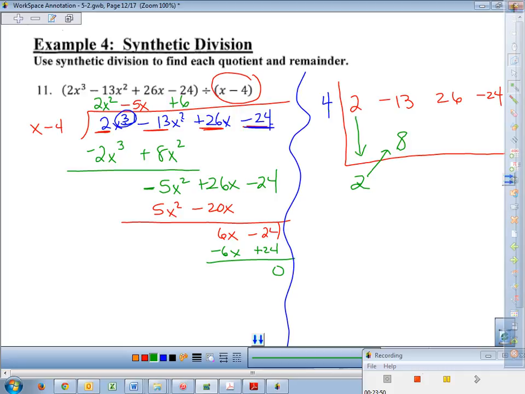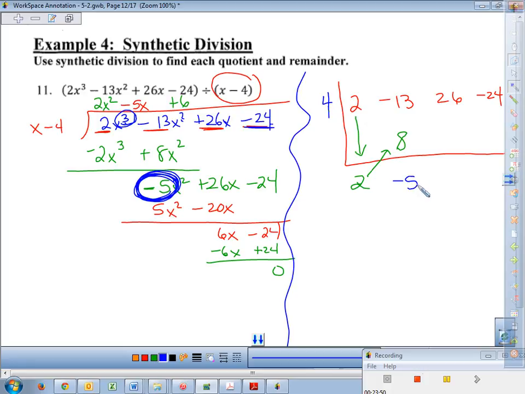Awesome. Then you add them up. What's a negative 13 plus 8? Negative 5. Now I want to stop and start to notice something. Do you see? That's what we got when we did it before. See that negative 5? Isn't that right there where that came from? That negative 5. Awesome. Then we do a multiply trick again.